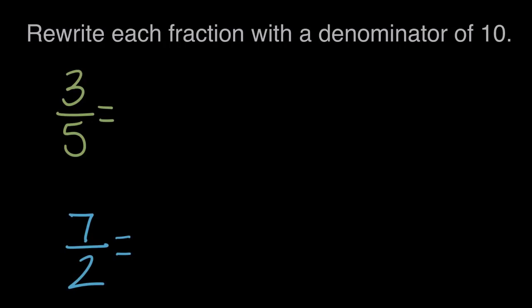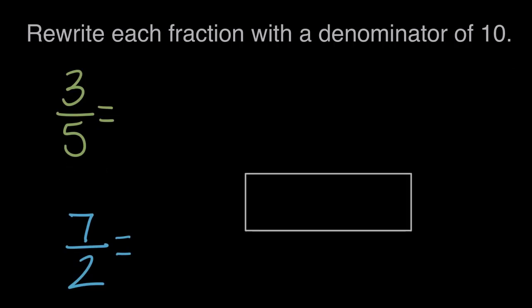Rewrite each fraction with a denominator of 10. So we have two fractions, 3/5 and 7/2, and we want to take their denominators of 5 and 2 and change them to be a common denominator of 10. So let's start with 3/5, and we can look at this visually.